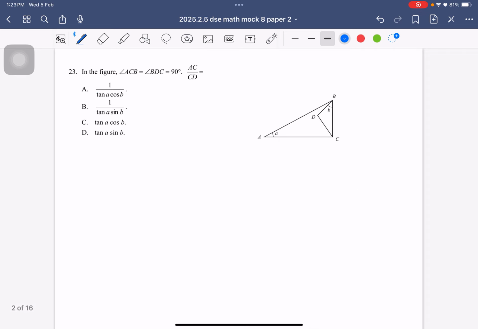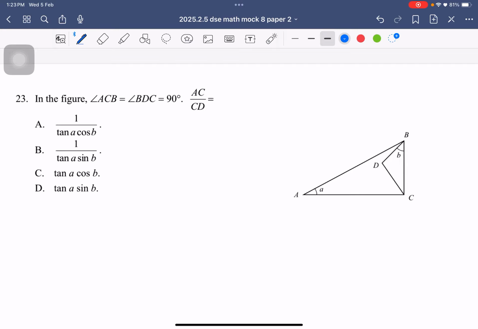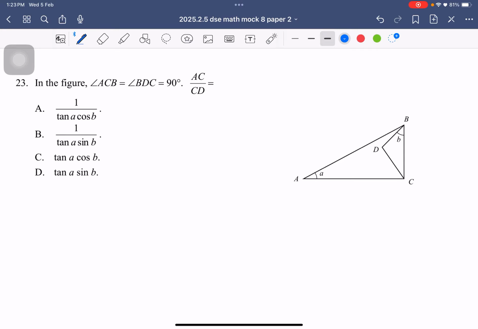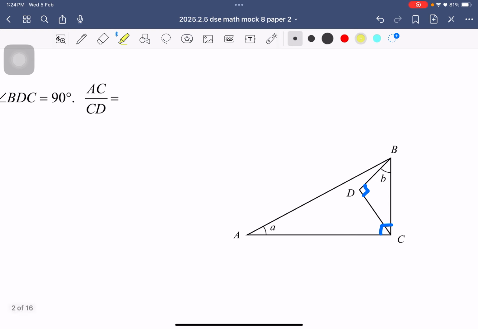So question 23. What we're going to do here. So let's read the question first. We have ACB. Where is ACB? ACB. This is 90 degrees. And then we have angle BDC. BDC is equal to 90 degrees. So what we're going to find now? We want to find AC to CD. But if you look at here, it's actually not a whole triangle, isn't it?